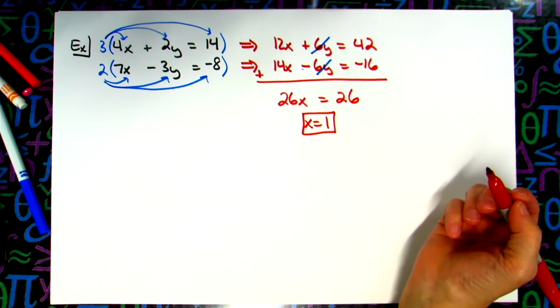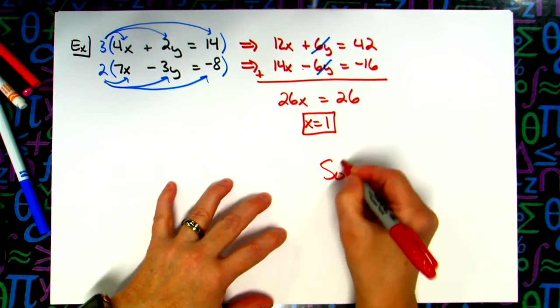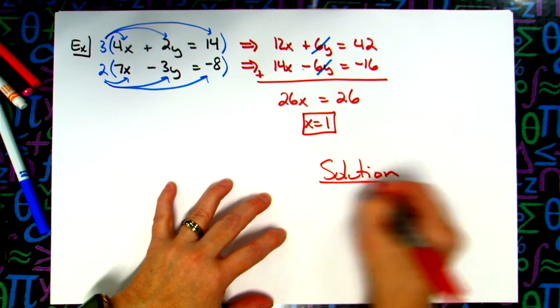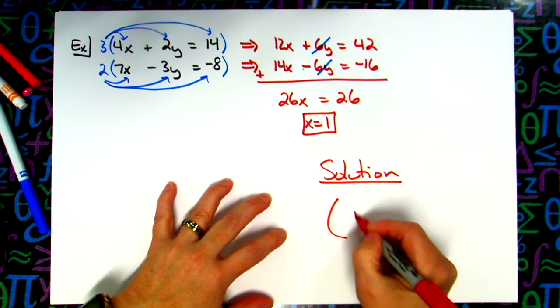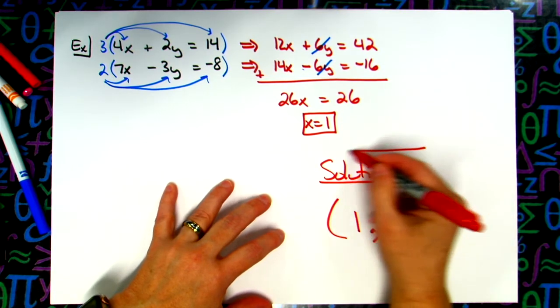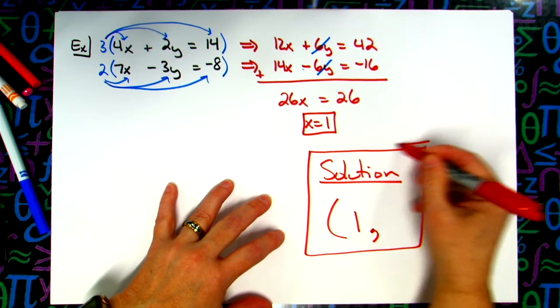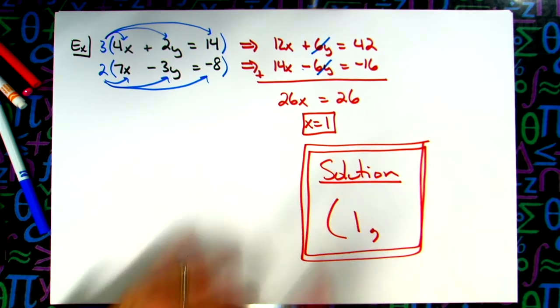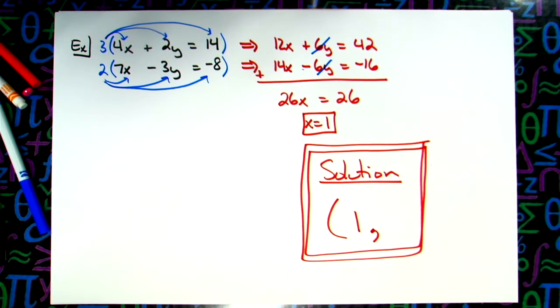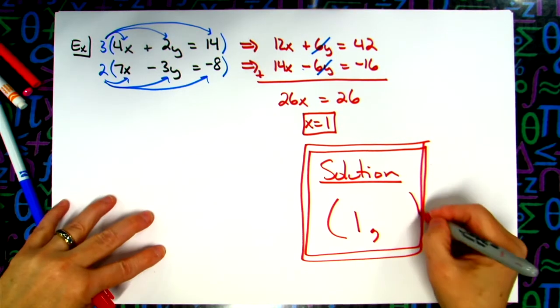So I have found the x value of my solution. In my ordered pair, I know x is 1. So I've got part of my solution already done. Again, step 2, I've got to find that y value.